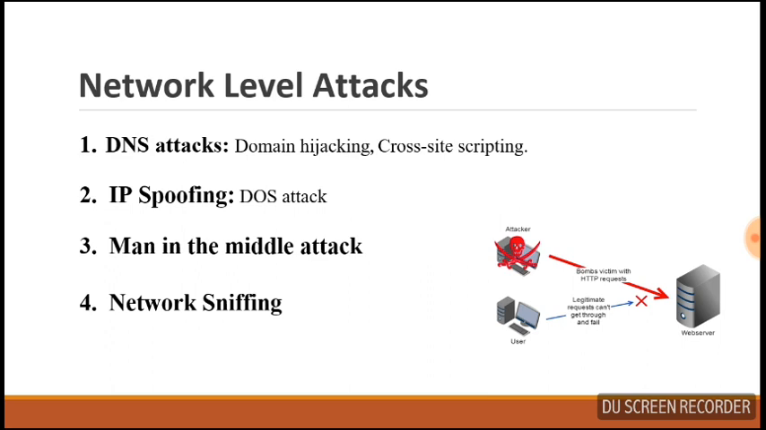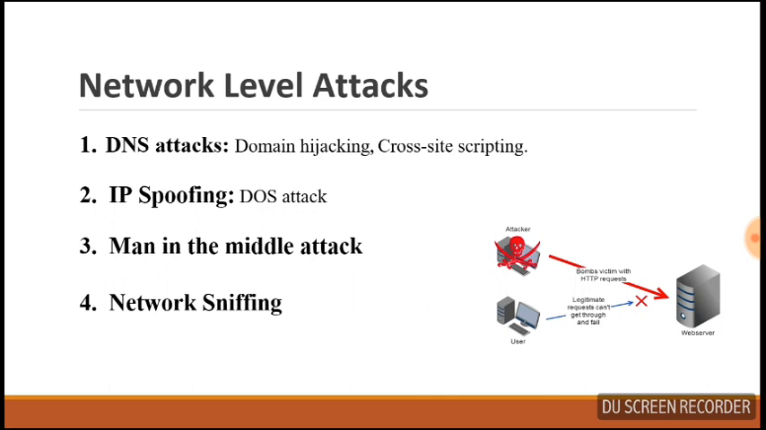Coming to network level attacks, the first one is DNS attack. It includes domain hijacking and cross-site scripting. The second one is IP spoofing. In this kind of attack, the intruder sends malicious data to a computer with an IP address indicating that the message is coming from a trusted host.